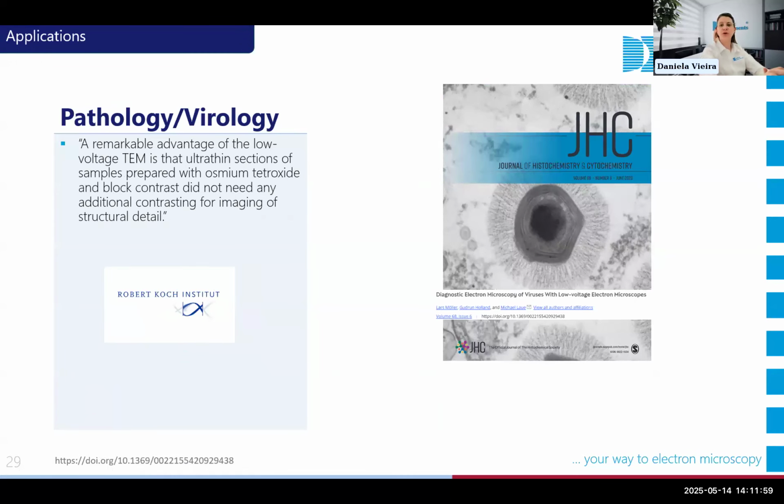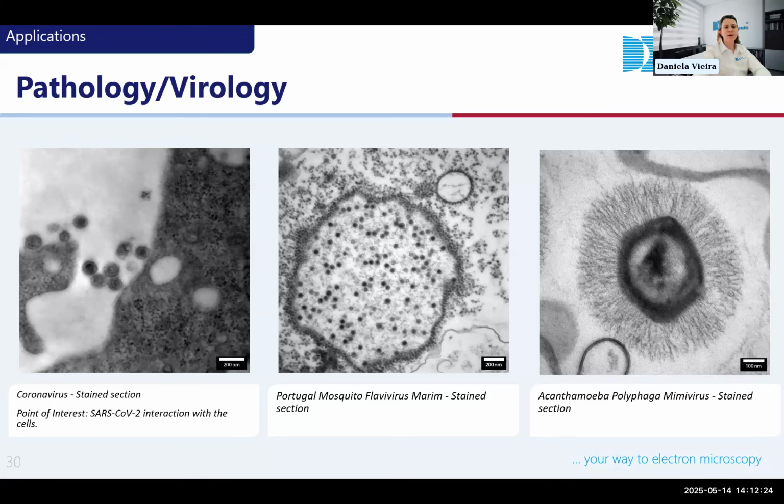Another publication, from the Journal of Histochemistry and Cytochemistry. This work was on diagnostic electron microscopy of viruses with low voltage electron microscopy. And again, another conclusion is that indeed, you don't need UA. You can have your final image as good as high voltage TEM without the use of staining. More examples, some viruses. So I have coronavirus, Portugal virus, and Acanthamoeba virus in here.